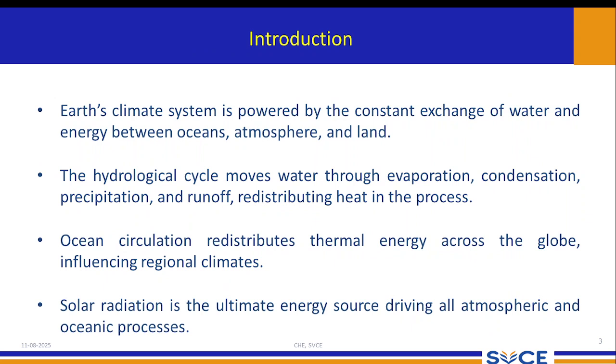Earth's climate system is powered by the constant exchange of water and energy. Underline the words constant exchange of water and energy between oceans, atmosphere, and land. So it is an exchange of water and energy between the oceans, atmosphere, and land. The hydrological cycle moves water through evaporation, condensation, precipitation, and runoff, redistributing the heat in the process.